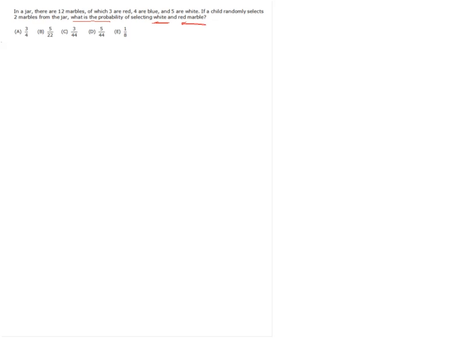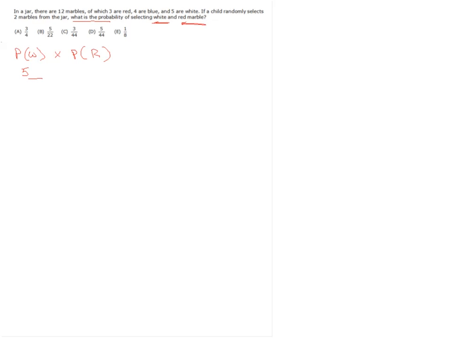So the first thing I would say here is, okay, I'm going to say probability of white times probability of red. Now, we know that we have 5 white marbles, so the favorable outcomes is 5.